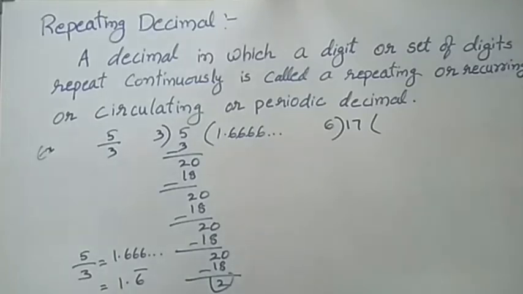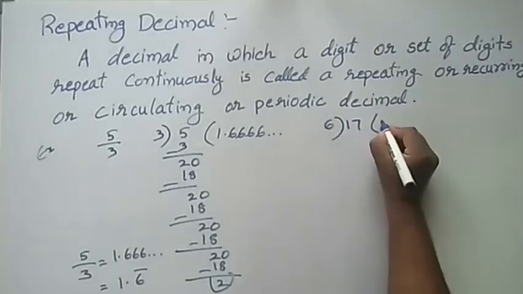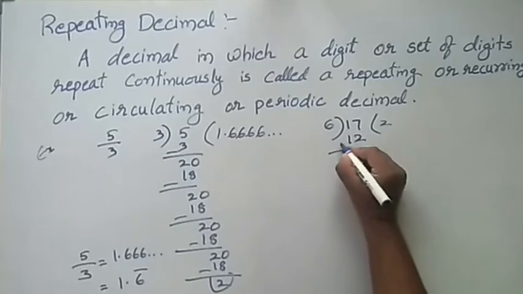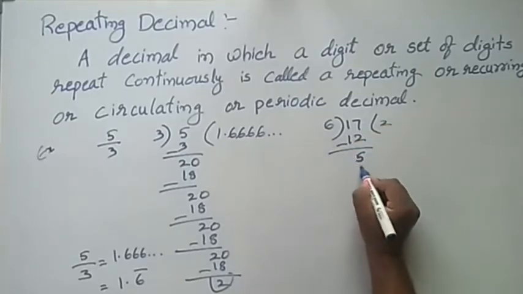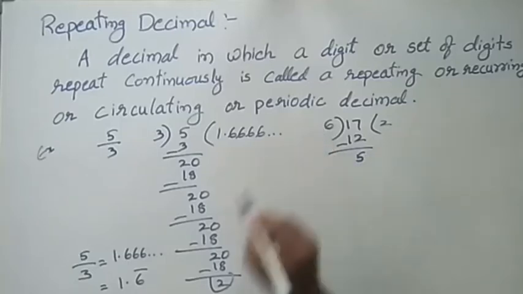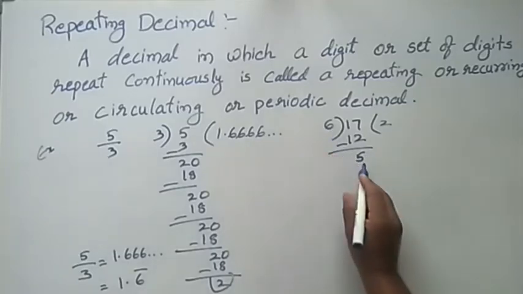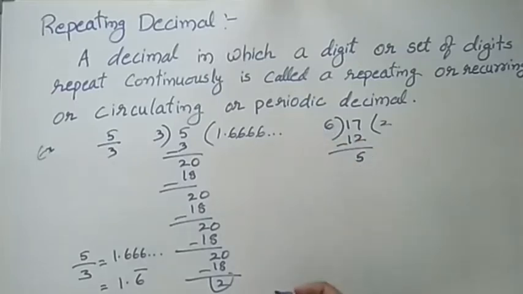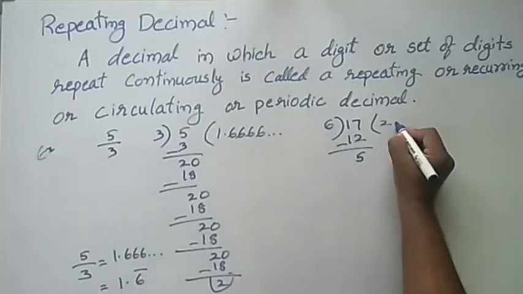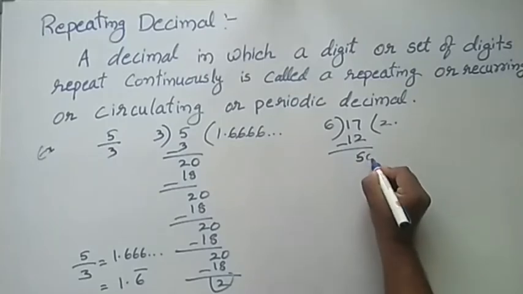17 by 6. 6 2s are 12. 17 minus 12 is 5. See here the 5 and here the 6. So it is not possible to divide, because 6 is a greater number and 5 is a smaller number. So I am keeping here the decimal and 0.